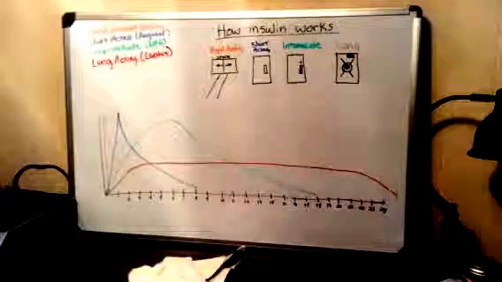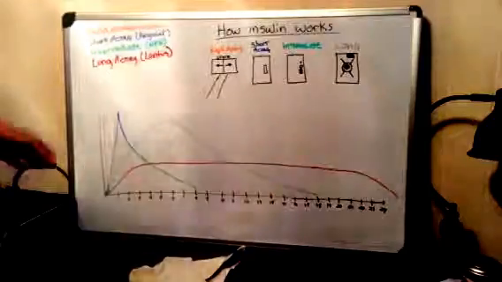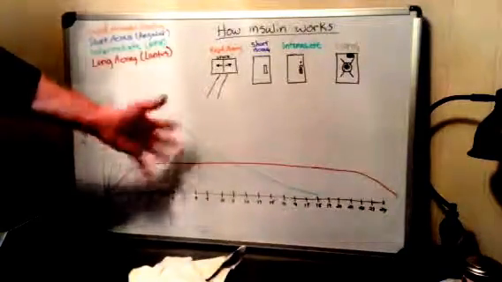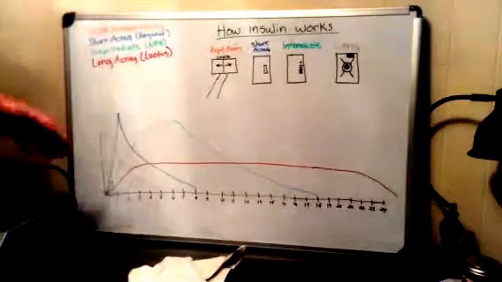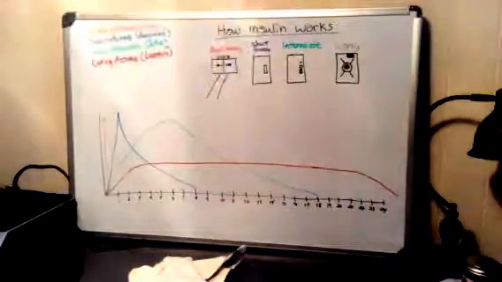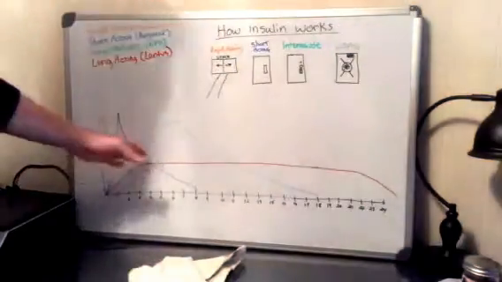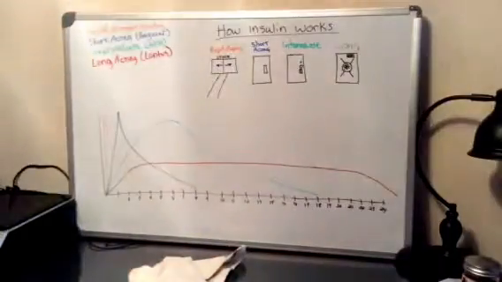And the other one is long acting. So this is your Lantus. If you notice, there is no peak on the chart here. It's hard to show that, but there's no peak for Lantus. It has an onset and it just stays. So it starts working around 2 hours and it stays working until about 24.